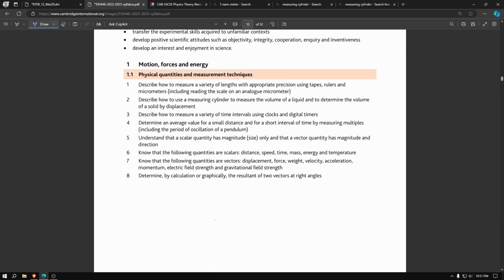So the next point is: understand that a scalar quantity has magnitude, size, only, and a vector quantity has magnitude and direction. So scalar and vector, you might have read this before.